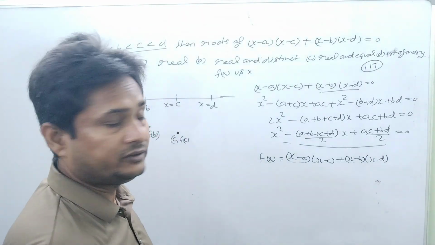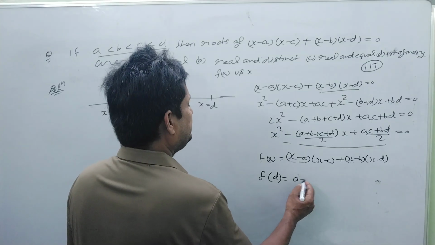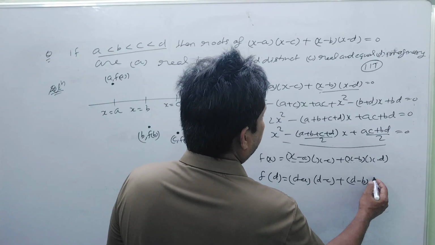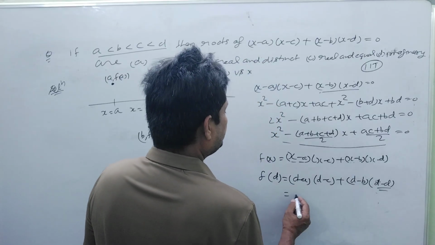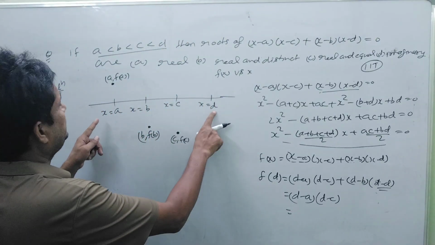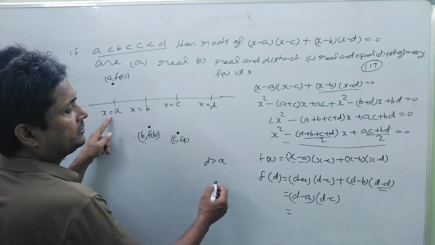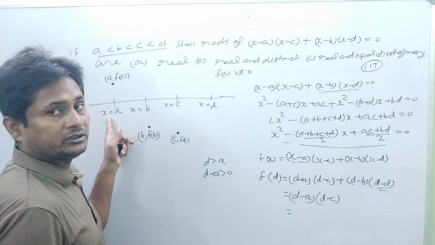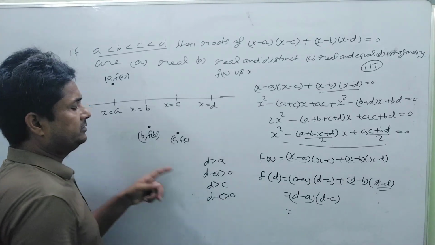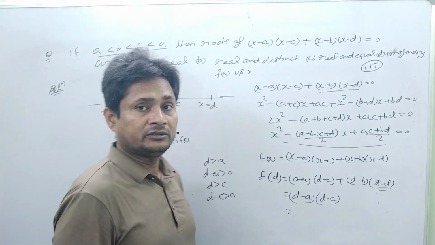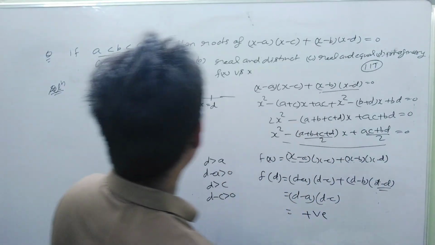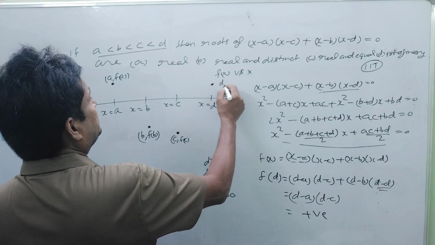Now in the same way, find out the value of f(d). f(d) will be (d minus a) into (d minus c) plus (d minus b) into (d minus d). The last term will give you 0. That means this is (d minus a) into (d minus c). See from here, the order of d and a: d is greater than a, so d minus a will be positive. Check the order of d and c: d is also greater than c, that means d minus c is greater than 0. Both numbers are positive, so the product of these two numbers is always positive. So f(d) is coming a positive value. Let's say somewhere here. So this is (d, f(d)).